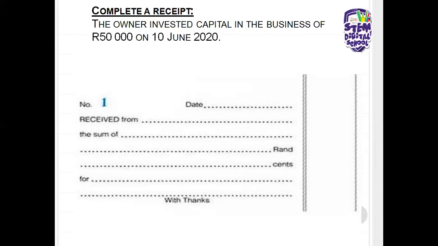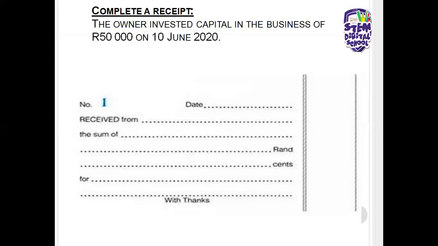It's important to see that every source document has a number. Then, if you need to write in the date, what will be the date? The 10th of June 2020. Received from, who did you receive the money from? From the owner, because I didn't mention the name of the owner here, so you can just write there the owner. The sum of, and now you need to write the amount out in words, 50,000 rand.